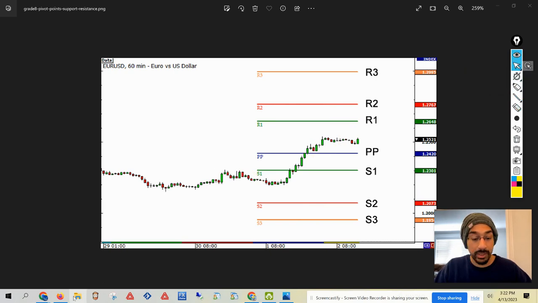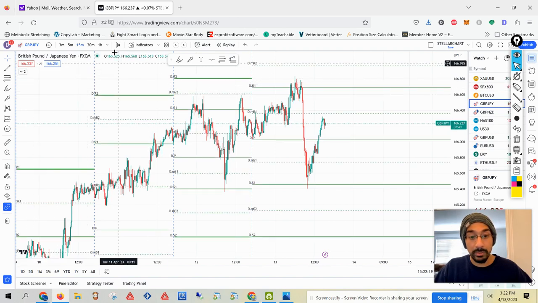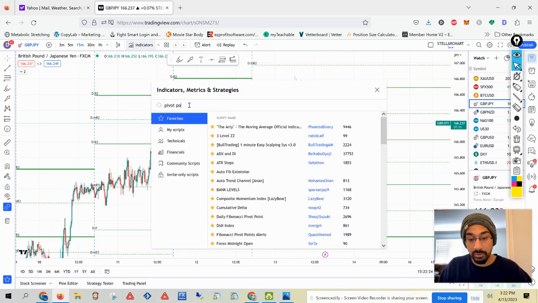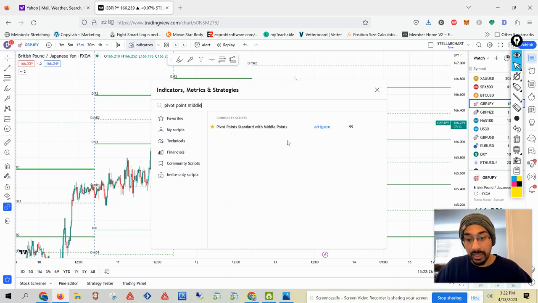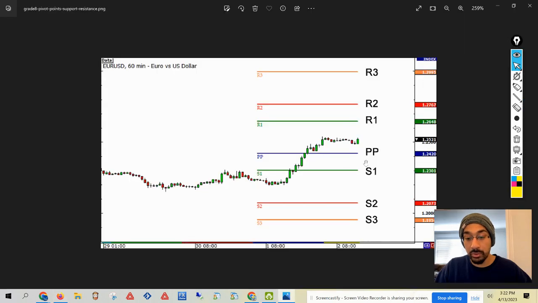And that is one by this person over here, Pivot Point Standard with middle points. Now, I really like seeing the middle pivot points, and I'll show you what those are. To search for this one, you just have to search for pivot point and type in middle. That one will show up over here. Most pivot points you're going to find are these ones, which don't show you the middle points.